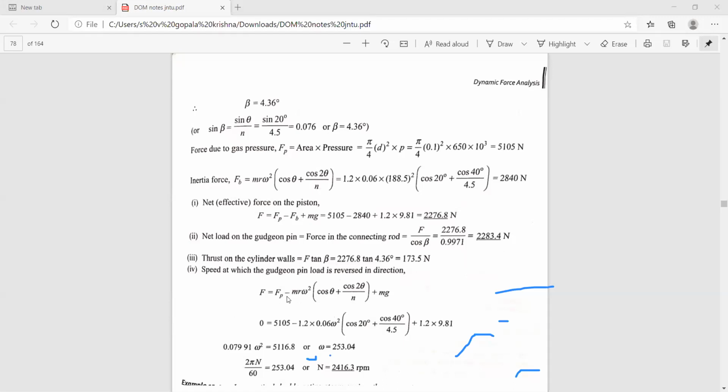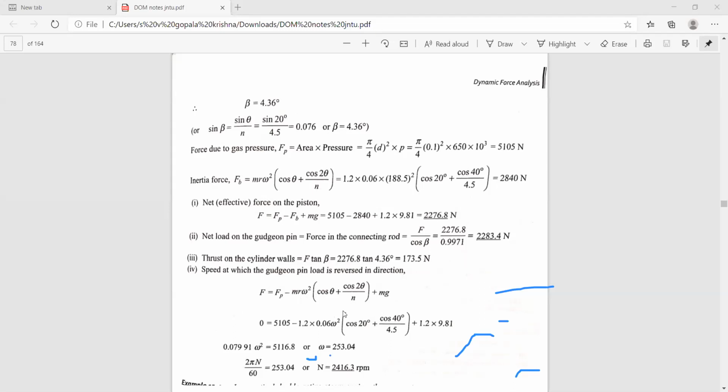So F equals Fp minus Fb. The Fb value is m omega square r into cos theta plus cos 2 theta by n, plus mg, for the reciprocating masses. Then for F, we substitute 0. So 0 equals Fp, which is 5105, minus m omega square r.